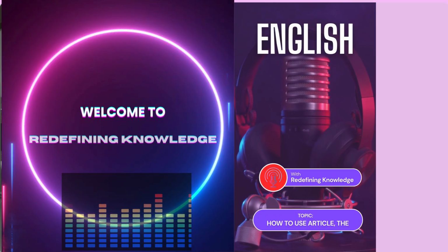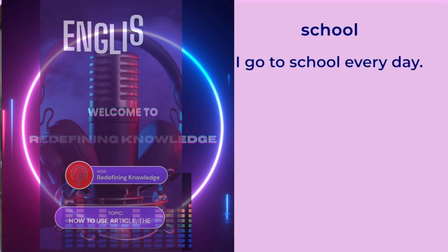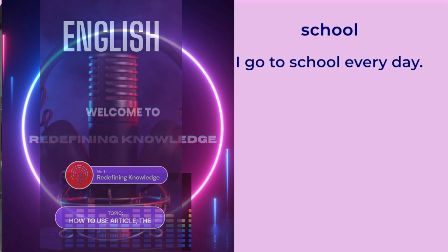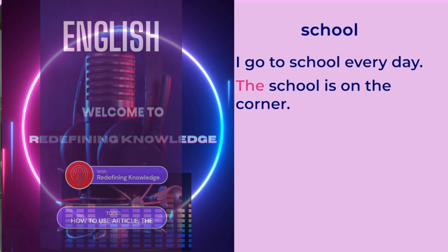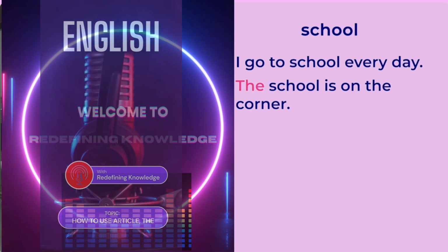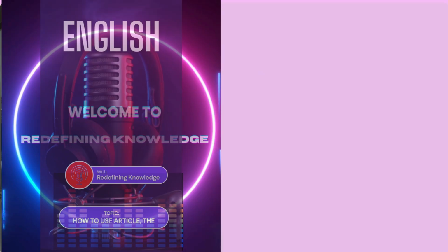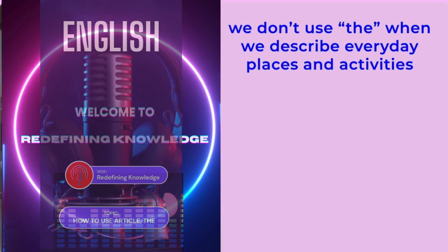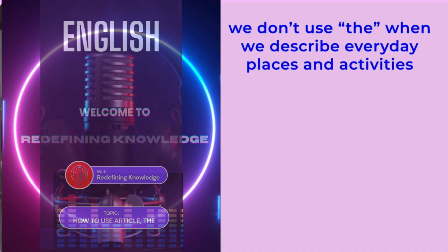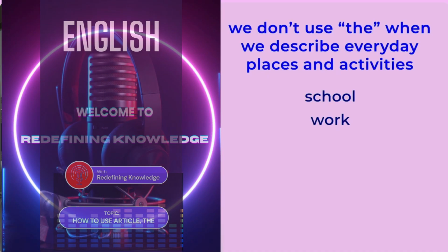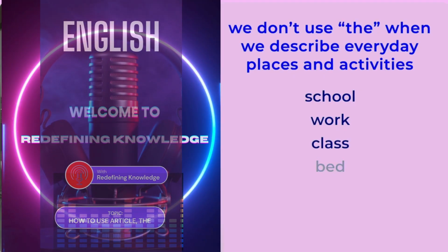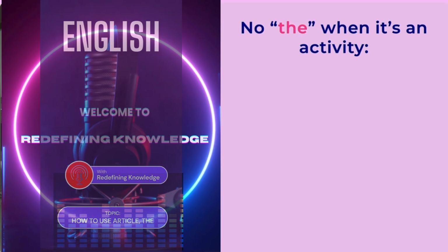Let's compare these two sentences with the school. I go to school every day. The school is on the corner. Why do we say "the" in the second sentence, but we don't say "the" in the first sentence? Here is the rule. We don't use "the" when we describe everyday places and activities like school, work, class, bed, or church.